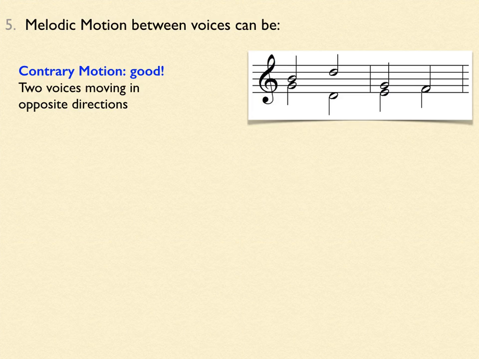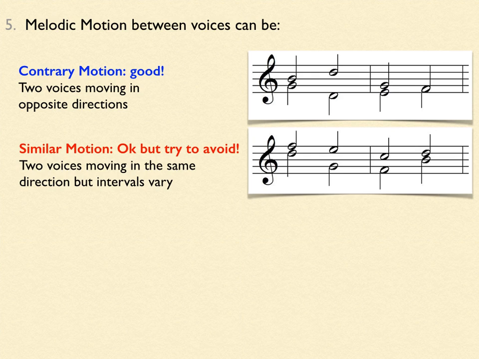Also want to look at melodic motion between the voices. They can be in contrary motion, that's pretty good. That's when two voices move in opposite directions. To make it easier to read, I've just given the soprano and alto line. You can see that the two voice parts are moving in opposite directions. When the soprano moves up from the B to the D, the alto line moves down from the G to the D. So you can see that they move in opposite directions to each other. That's quite good voice writing.